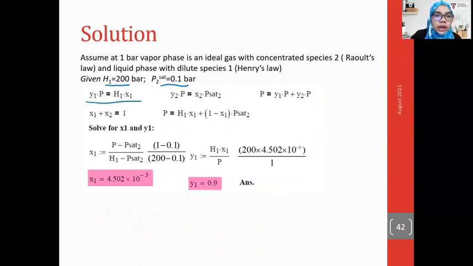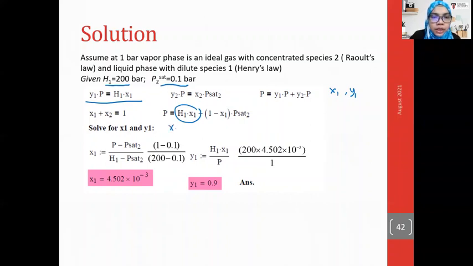So this is Henry's equation. We have Y1P equal to H1S1. For species 2, we can follow Raoult's law here. So to determine the S and also the Y1, solving, we have the P here. You may use this Y. This is our first species here, and this is our second species.